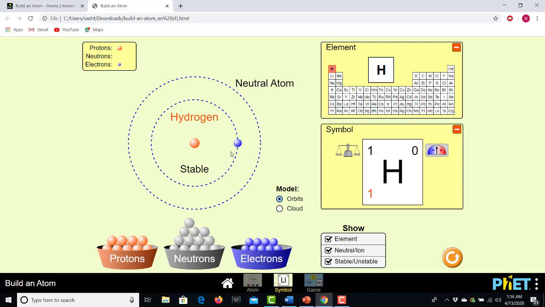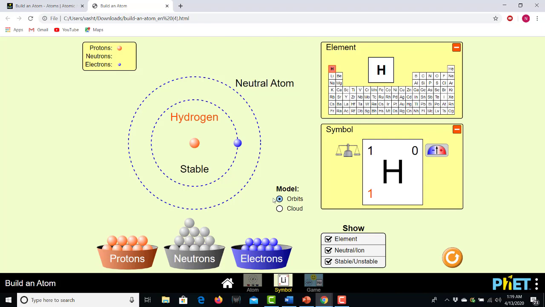Atoms are always electrically neutral. That is, an atom will always have an equal number of protons and electrons. The number of protons that an atom has is called the atomic number of that atom. An element is identified by the number of protons its atoms have. For example, any atom with 1 proton is a hydrogen atom. Any atom with 2 protons is a helium atom. Any atom with 3 protons is a lithium atom.